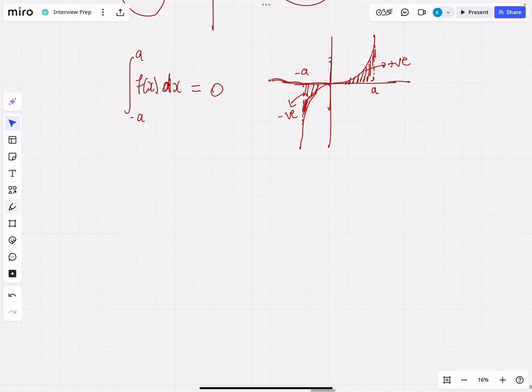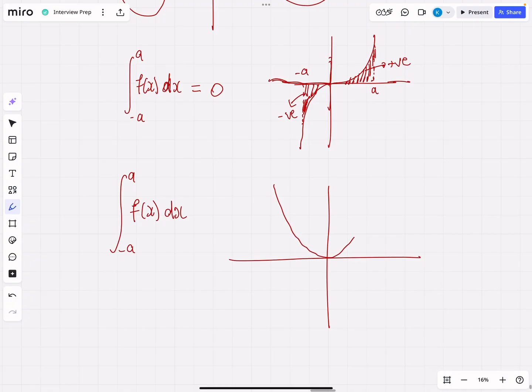Now, what if we took the integral from minus a to a, that is a very large integral sign, of an even function? So let's take y equals x squared. Well, this area here is exactly the same as this area here, and they're both positive. Therefore, this integral is going to be equal to 2 lots of the integral from 0 to a of f of x dx, because I just have 2 lots of the same integral. Hopefully that makes sense.